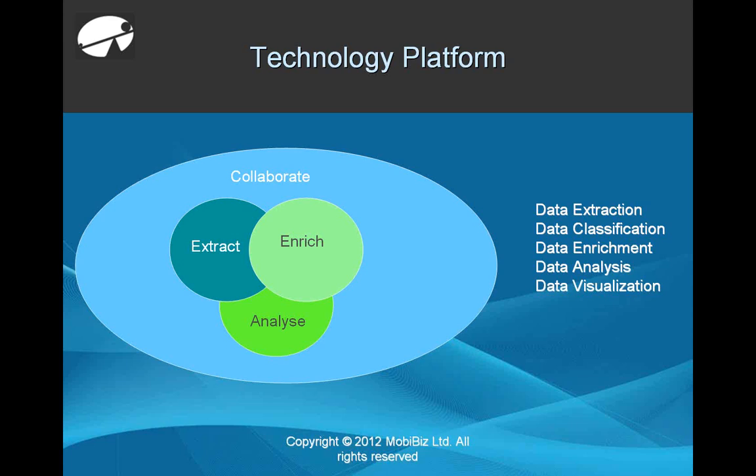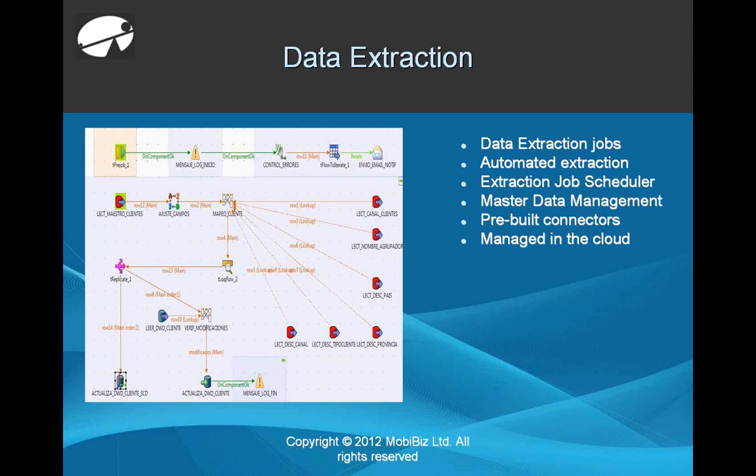During the entire life cycle of collecting data, there are 5 automated steps. One is data extraction, data classification, enrichment, analysis, and then visualization. So I'll talk a little bit about data extraction.